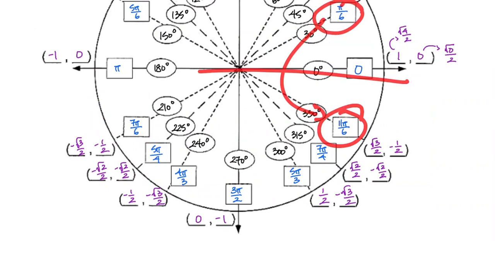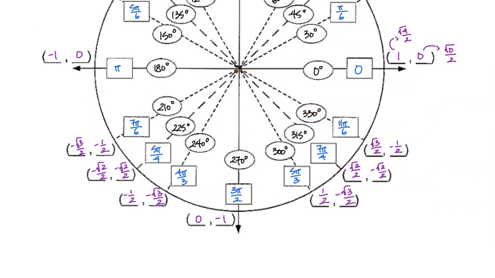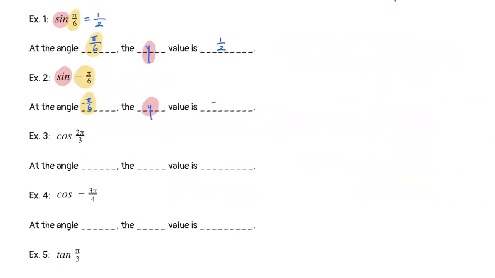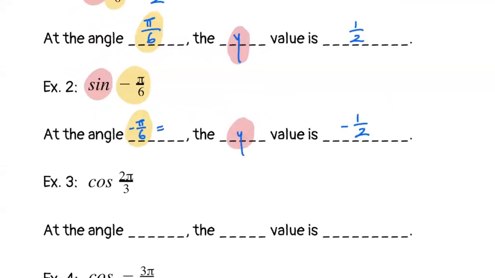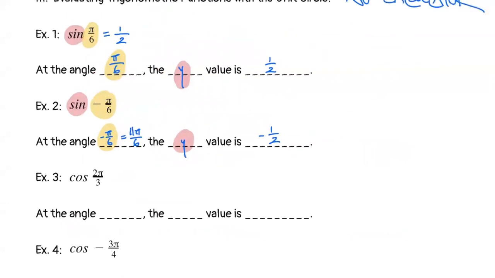Negative 1/2. Beautiful, because you got to the angle. Now you're looking for the y value, which is negative 1/2. Perfect. So negative 1/2. And I'm going to write in here that this is the same as 11 pi over 6. Okay. All right, let's continue on.